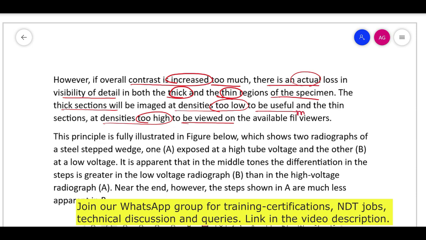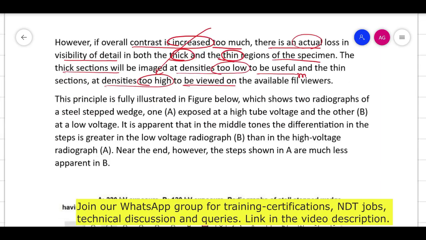Film viewers will come in such a film viewer. Okay? So where your thin section is, there will be very high density. That means where the thickness is less, your density will be very high there. You will get a very dark image. This principle is fully illustrated in the figure below, which shows two radiographs of a steel step wedge.